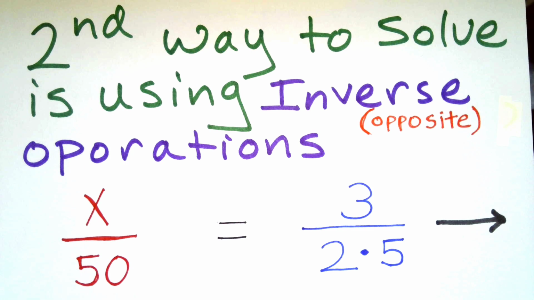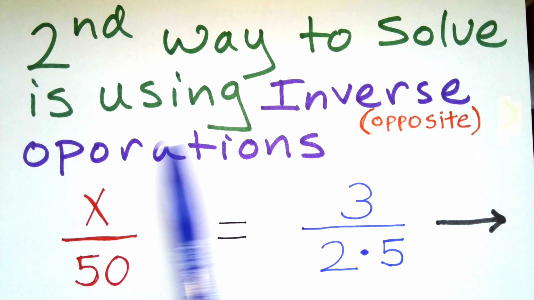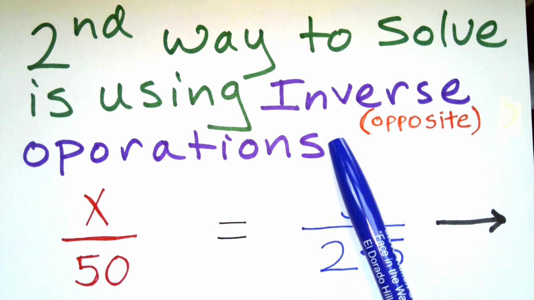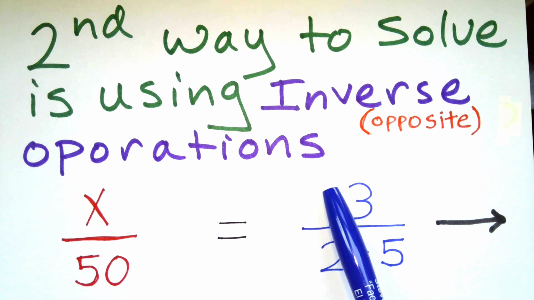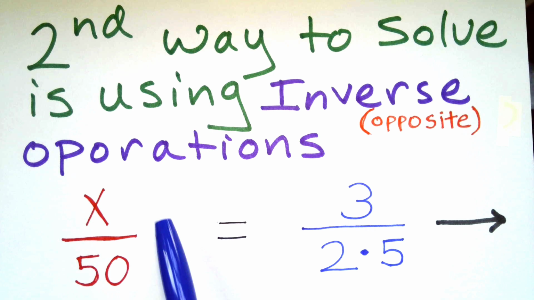This part 6 video in working on proportions. Remember, we've got the New York City building and then the flagpole. And we're working on proportions. I like to go over the second way to solve, using what's called inverse. Just means opposite operations. Just going to jump right in here now.